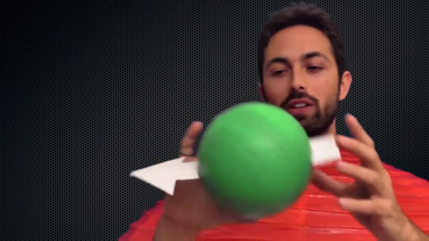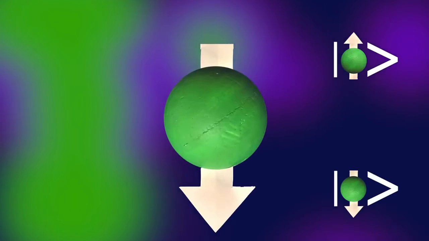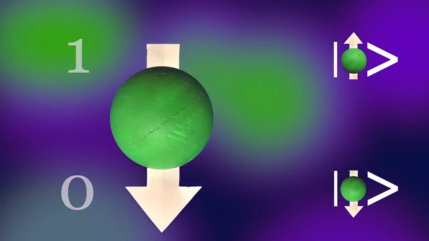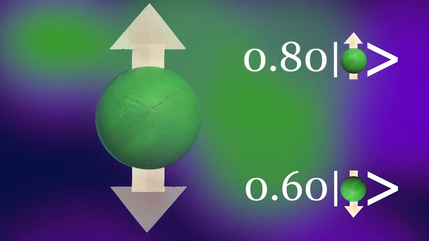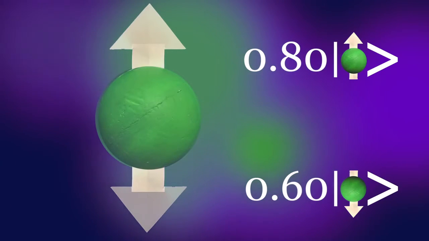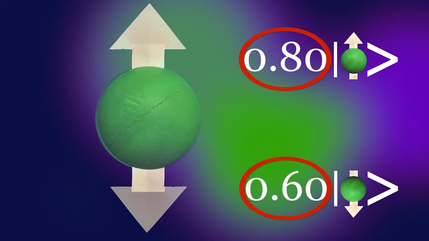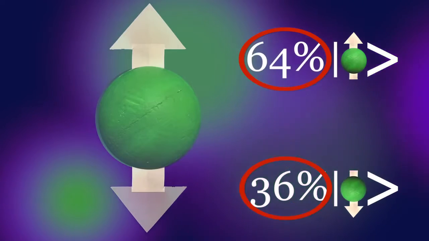Now, so far, this is basically just like a classical bit. It's got 2 states, spin up and spin down, which are like the classical 1 and 0. But the funny thing about quantum objects is that they can be in both states at once. Now, when you measure the spin, it will be either up or down. But before you measure it, the electron can exist in what's called a quantum superposition, where these coefficients indicate the relative probability of finding the electron in one state or the other.